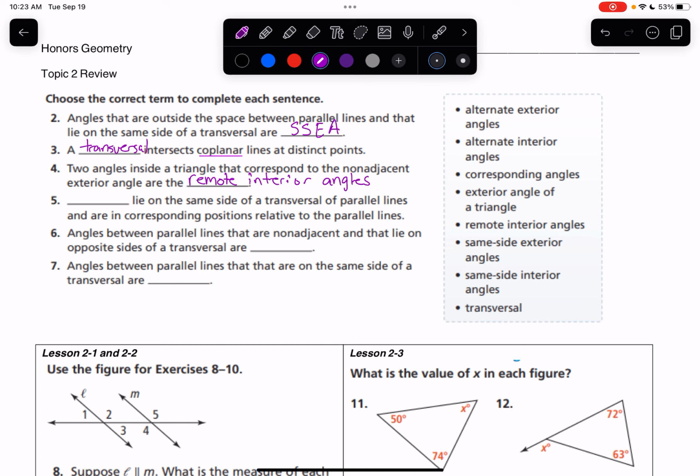Number 5, corresponding angles lie on the same side of a transversal of parallel lines and are in corresponding positions relative to the parallel lines. Number 6, angles between parallel lines that are non-adjacent and that lie on opposite sides of the transversal are alternate interior angles. And number 7, angles between the parallel lines that are on the same side of the transversal are same side interior angles.